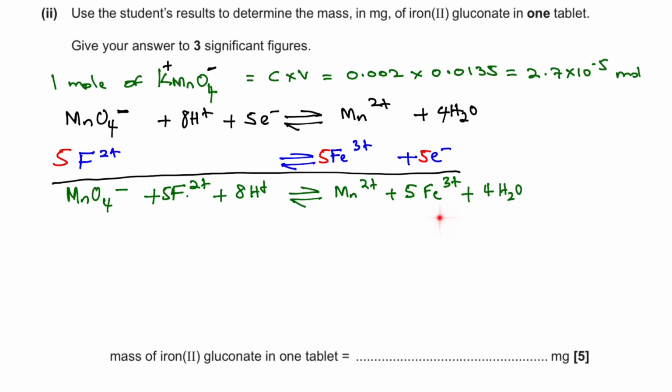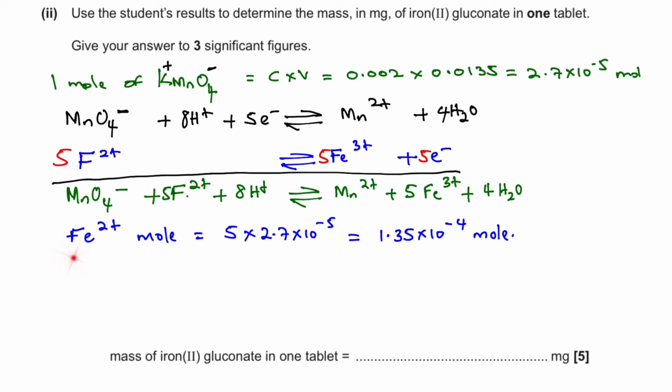And once you get that, now we can finish solving for the mole of iron. If we know the mole of potassium permanganate is 2.75 times 10 to the power minus 5, the mole of iron is going to be 5 times that, because for every 1 mole you get 5. So the mole of Fe²⁺, 5 times 2.7 times 10 to the power minus 5, will be equal to 1.35 times 10 to the power minus 4 mole. That's from this equation, you see 1 to 5.